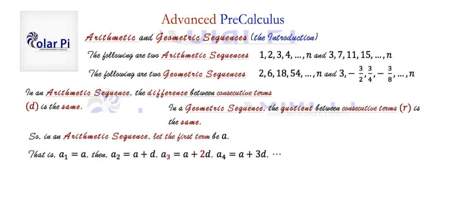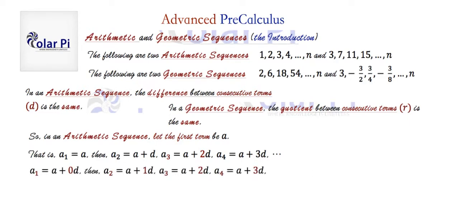From this, let's first make the pattern abundantly clear. Let's write a1 as a plus 0d, to make it explicitly clear that d is involved in all of the terms. So a1 is just 0d added to a. And then a2 is a plus 1d. In other words, a plus d is technically a plus 1d. And then a3 is a plus 2d, and so on.